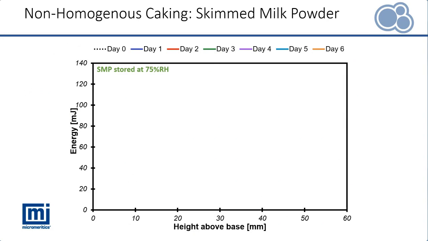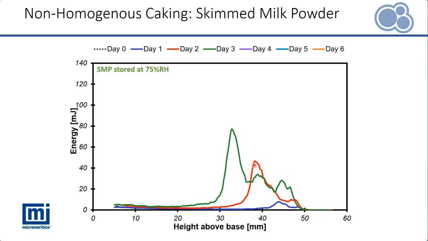Starting off first with the non-homogeneous caking and the skimmed milk powder at 75% RH. We see initially we have fairly low energy throughout the depth of the vessel. Once we've stored this sample for 1 day at 75% RH, you can see a slight peak forming at the very top of the vessel. As we go down through time, so on the second day, we've got a peak now which is relatively much higher than what we had previously, at about 50 millijoules, and is deeper into the vessel. And as those days continue, we've got now a peak at about 80 millijoules, again deeper into the vessel.